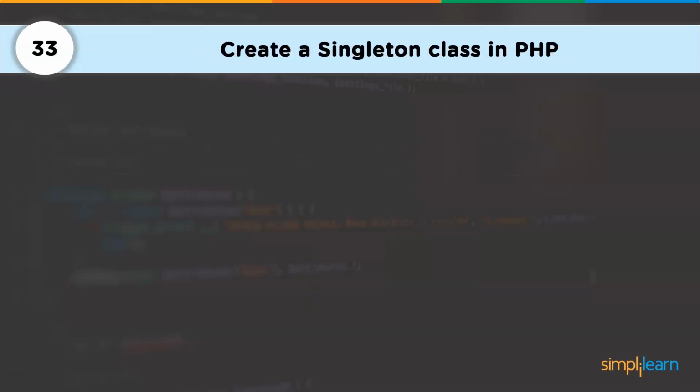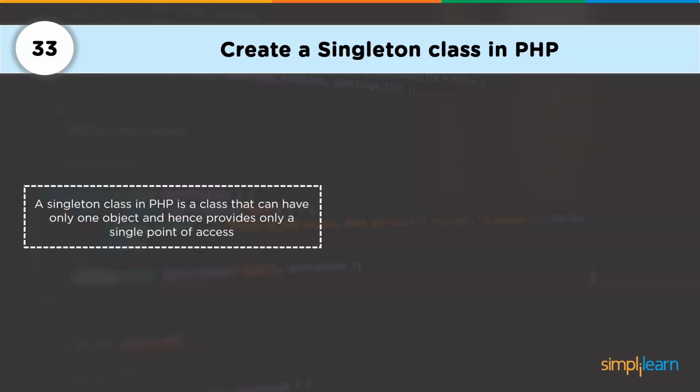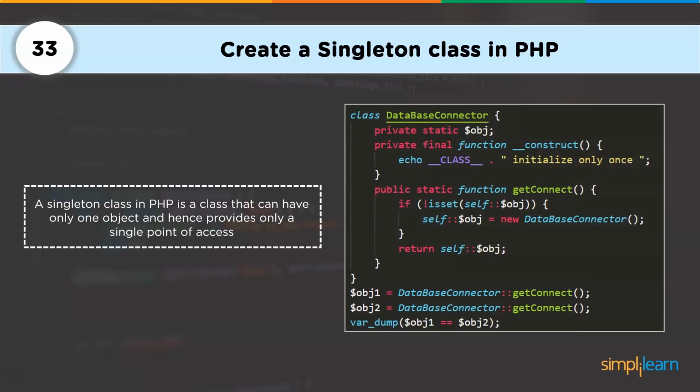Next question, create a singleton class in PHP. So how do we create a singleton class in PHP? Before that, let's have a look at what a singleton class is. A singleton class in PHP is a class that can have only one object and hence provides only a single point of access. Generally in a class, you can create as many objects as you want, and it will in turn create different access points into that block of code. So in a singleton class, you can only create a single object, hence singleton.